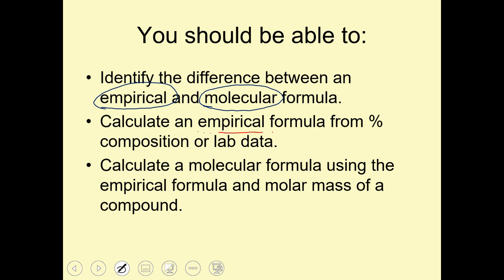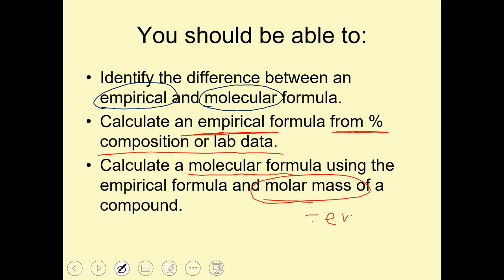To get the empirical formula from a percent composition or lab data, you had 4 steps, and the second and third step are required. Convert to moles, divide by the smallest. To get the molecular formula, okay, you got to find the empirical mass, and you have to take the molar mass and divide by the empirical mass to get the multiplier, and then take your empirical formula times that.